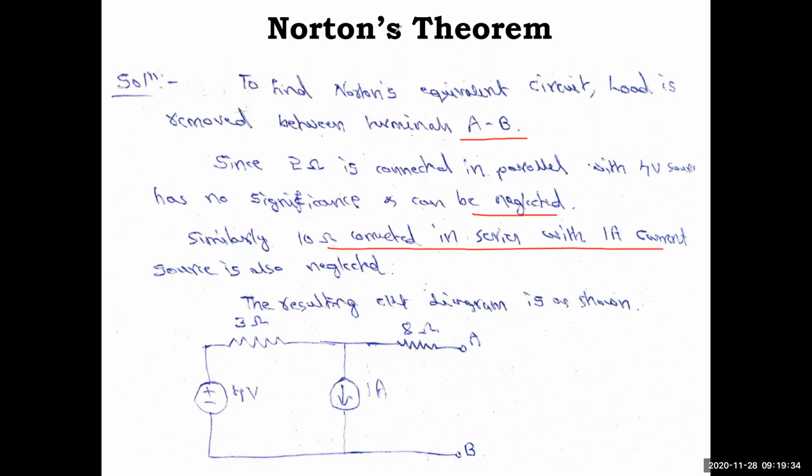Now what you have to do is find the Norton's current, that is IN, which is nothing but the short circuit current. So you have to short the terminals AB and find the short circuit current, ISC. So far you have learned source transformation, mesh analysis and node analysis. Any of these basic concepts you can apply to solve for ISC. Till here you note down. I will go further.